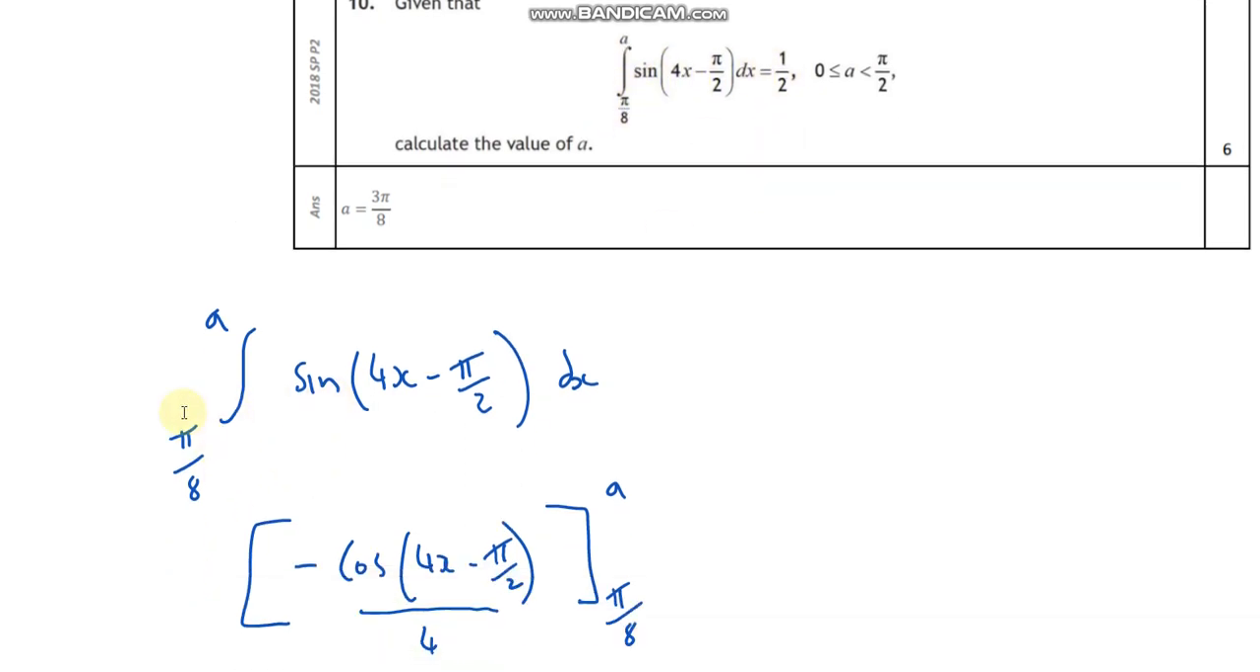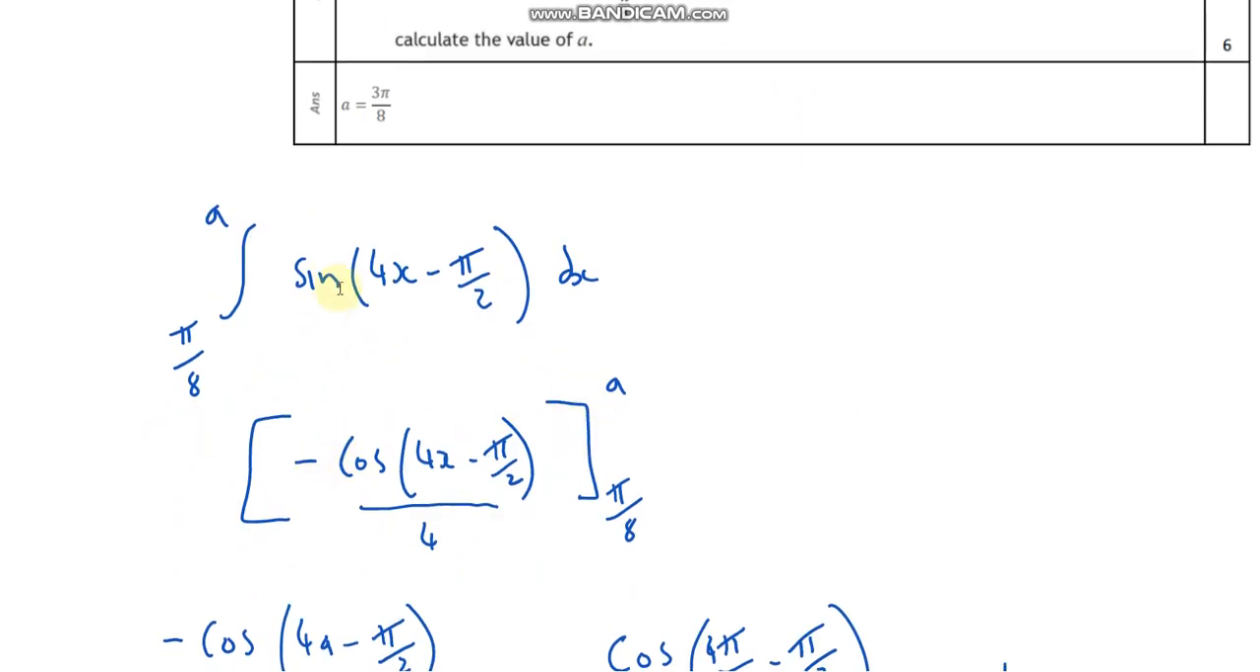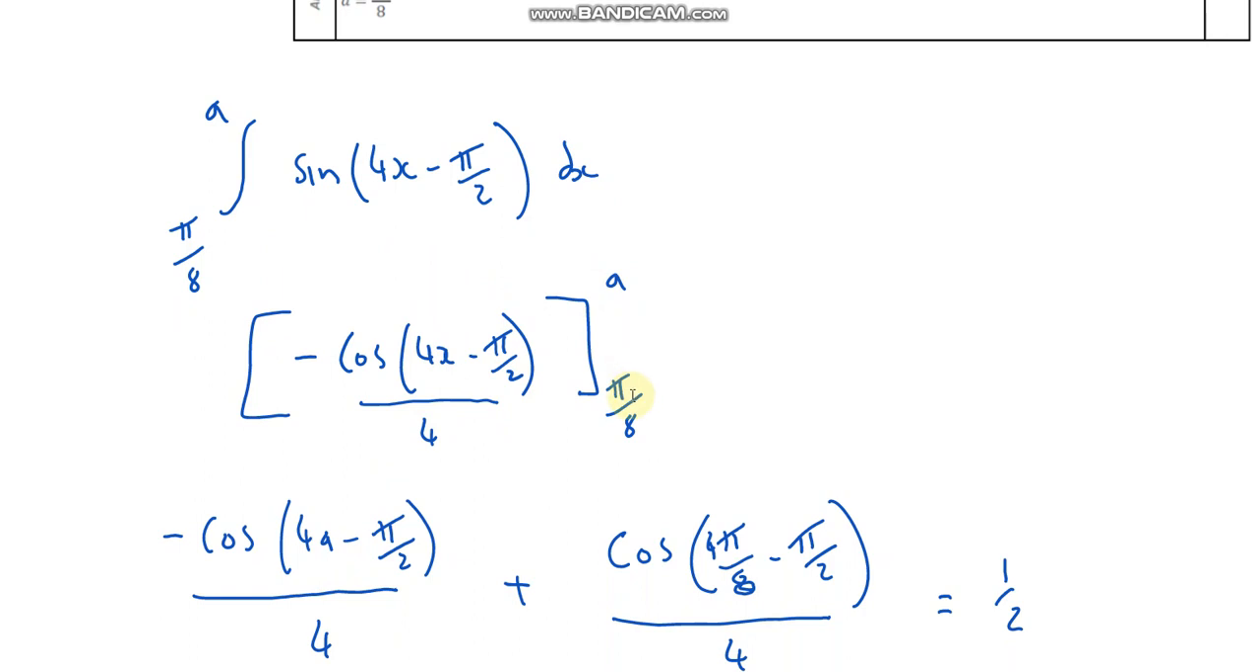So what it's looking for you to do is to integrate. Okay, so integrate sine, get negative cos, that's fine, divide by the differential, okay, and I've got a and pi over 8.